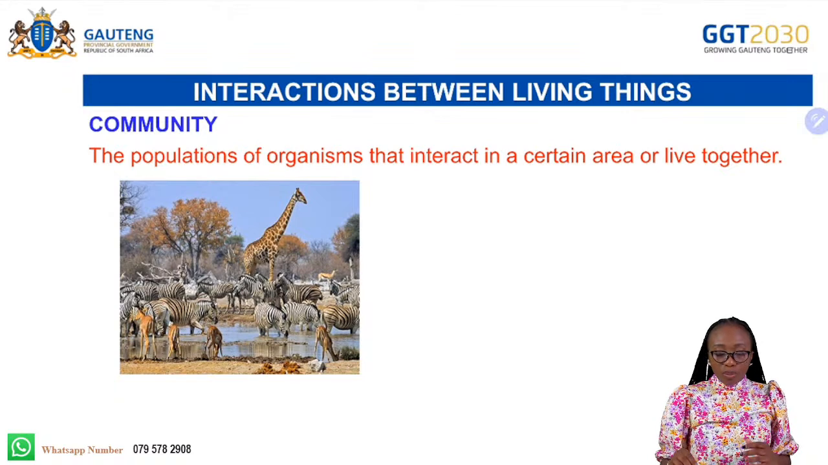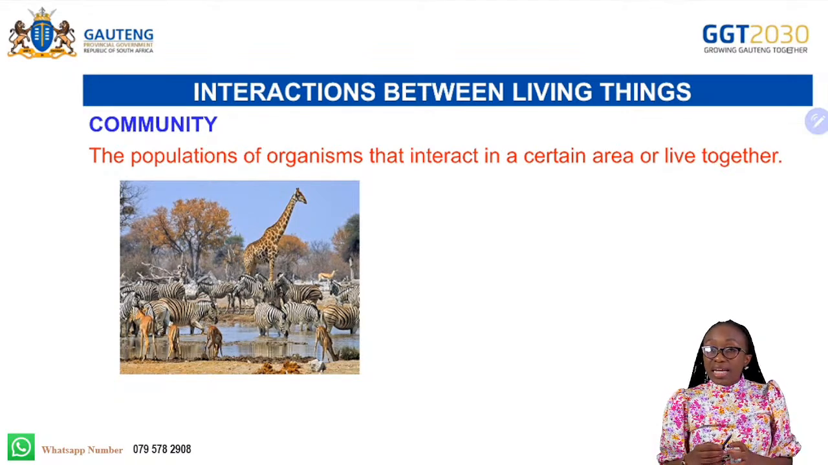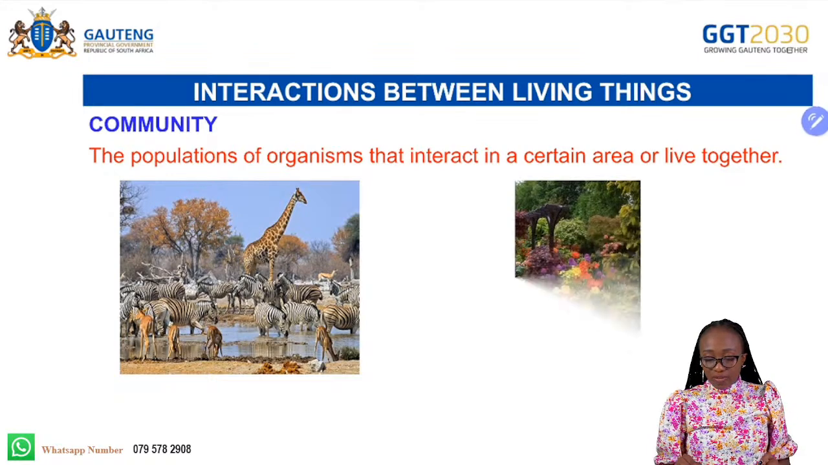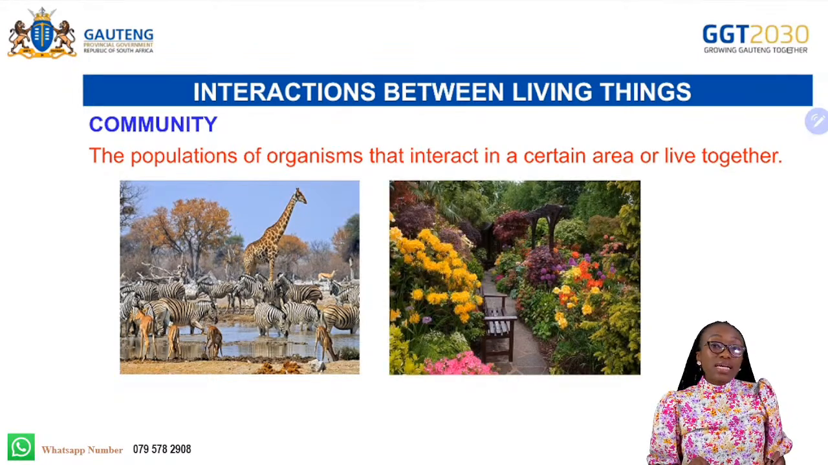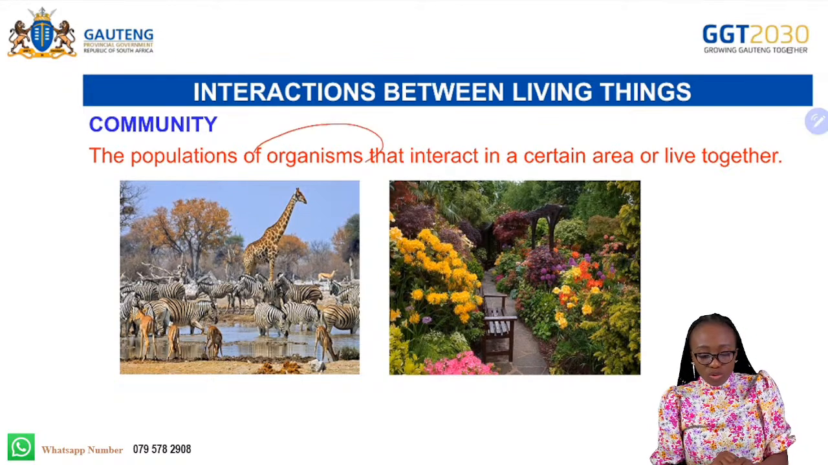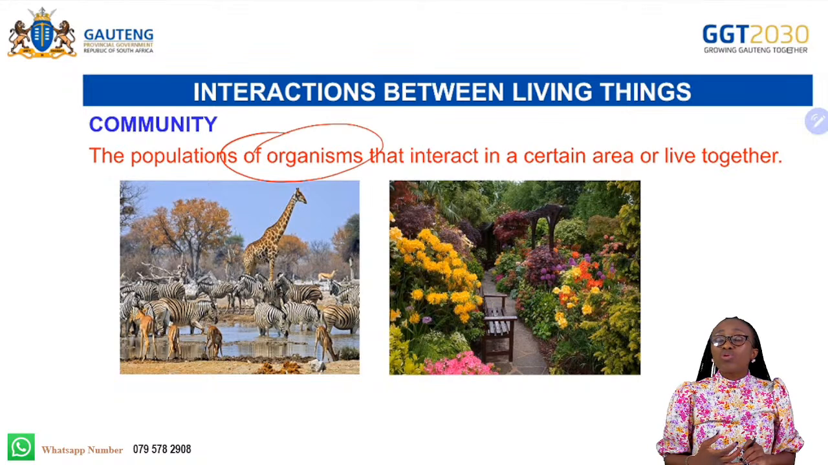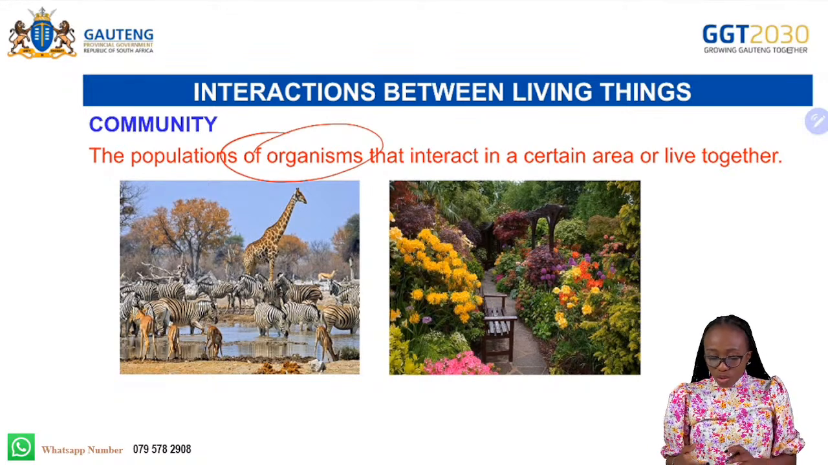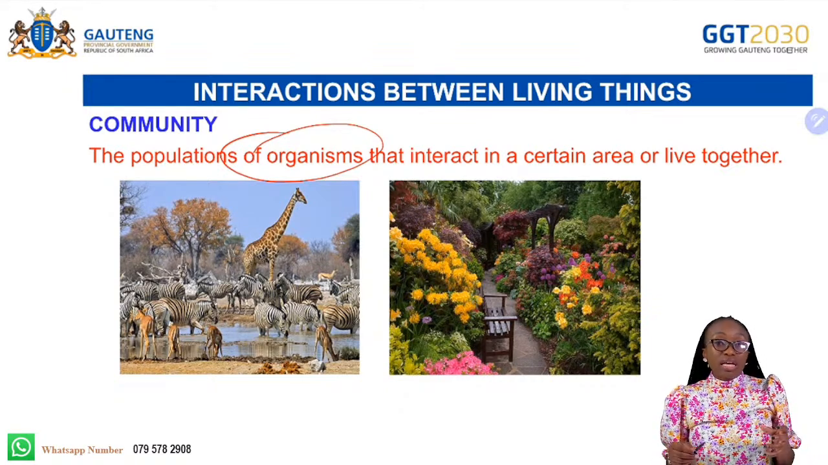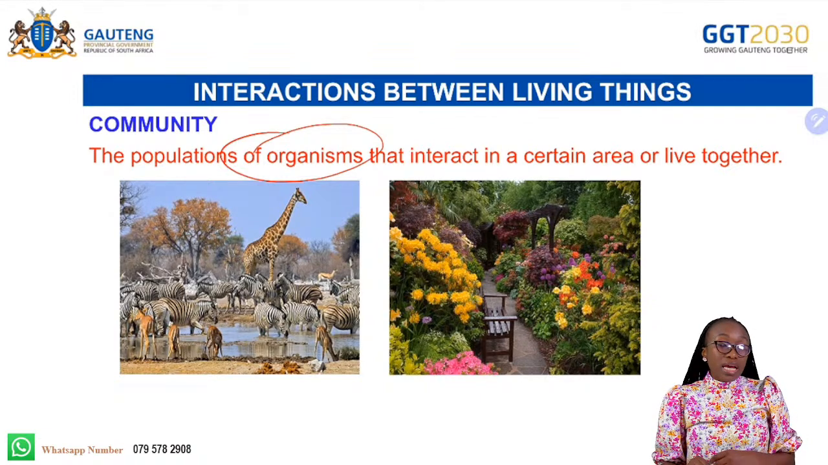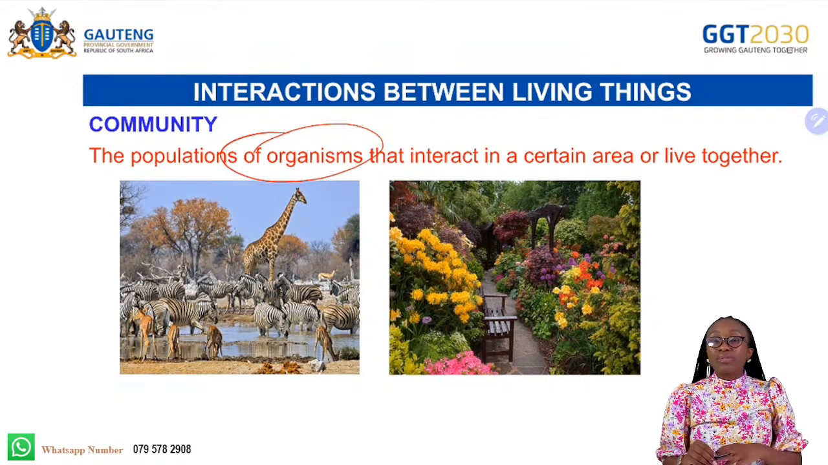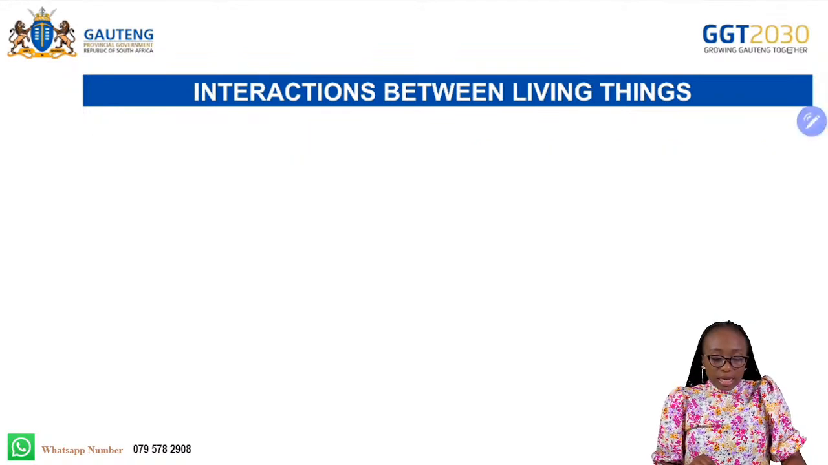So these are populations of organisms that interact in a certain area and live together. So it doesn't only cover animals. Population, remember, refers to living organisms, which covers plants and also the microorganisms. So we can have this in this particular botanical garden. We've got different species of plants living in the same garden at the same time, or within a certain time period. And then let's move on.